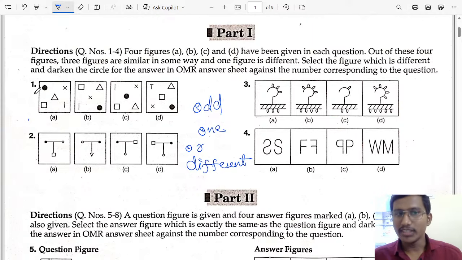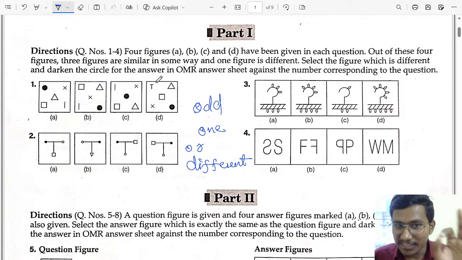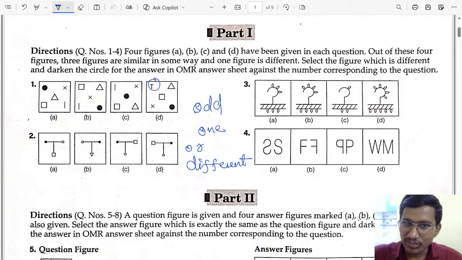For the first one, here there is a triangle, then circle, then cross, then square, and then a line, right? Everything is the same, but in option D there is a T symbol extra. That is a different one. The T symbol is different, right? So option D will be the answer, because here the line became a T. That is why it is different.